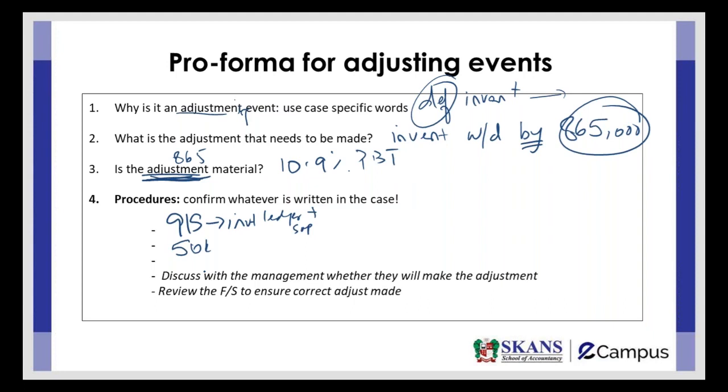Very good, Zainab. So you discuss with the management and you ask them on what basis have they said 50,000 can be used, and you ask for supporting documents. Okay, so again, supporting documents. And the 2 easy marks over here, guys: discuss with the management whether they will be making the adjustment of 865,000, and if they make it, you have to review to ensure the adjustment has been made. So the easy marks will always be there.